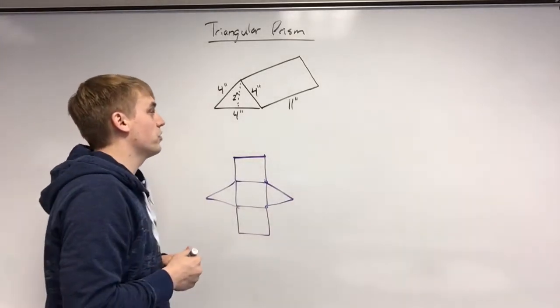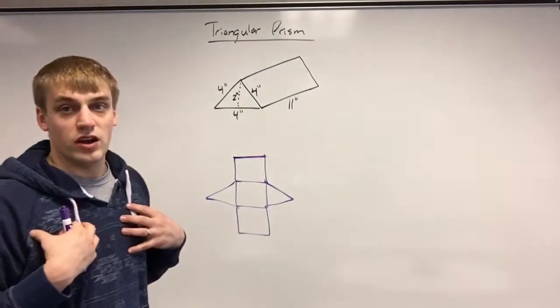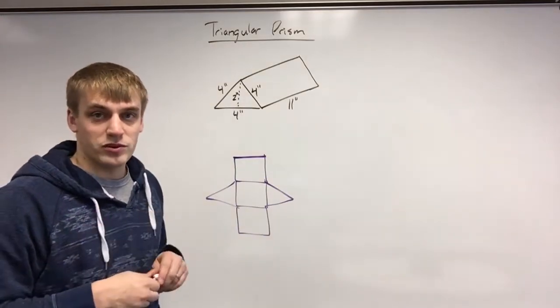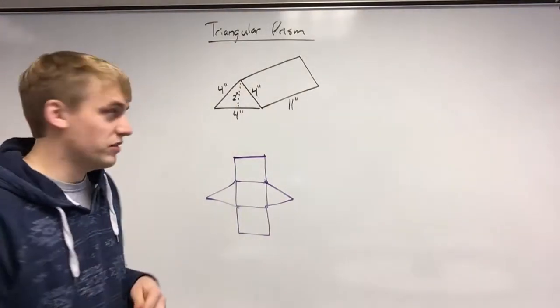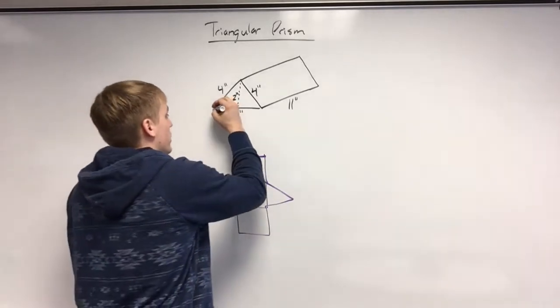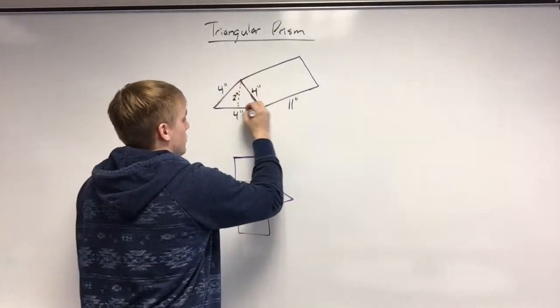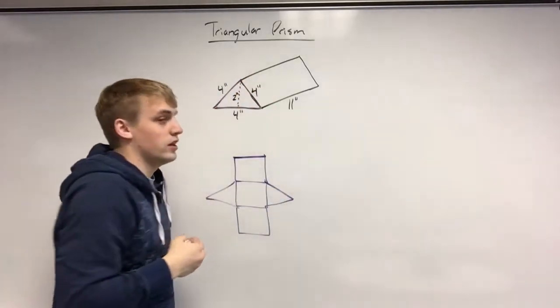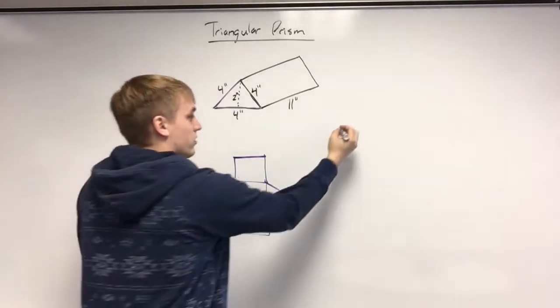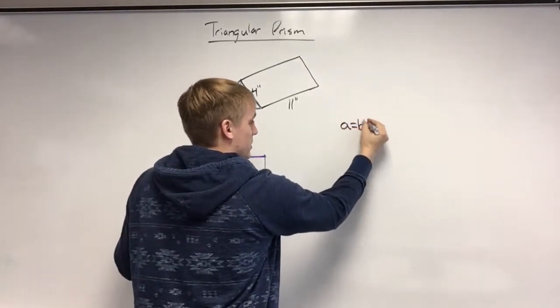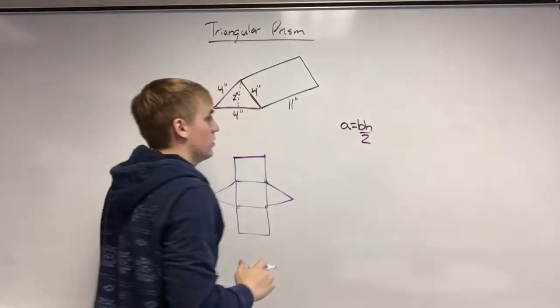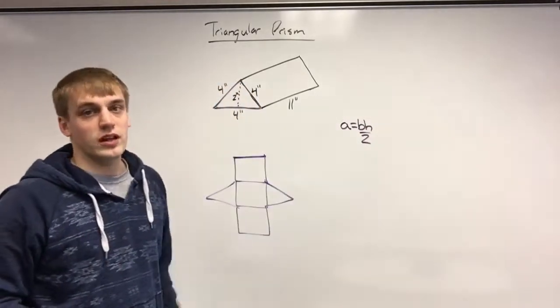So the first face that I always find the area of when I do a triangular prism, now you don't have to do it in this order, but this is how I do it, is I find the area of the triangle right in front. So the formula for a triangle is area equals base times height divided by 2. Okay, so write the formula, now we plug in the numbers.